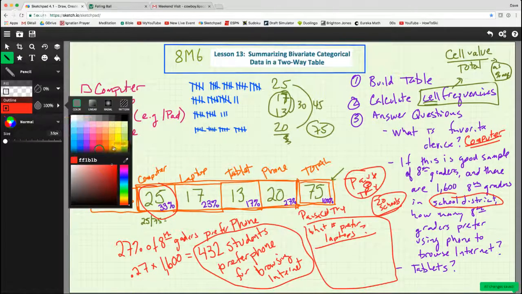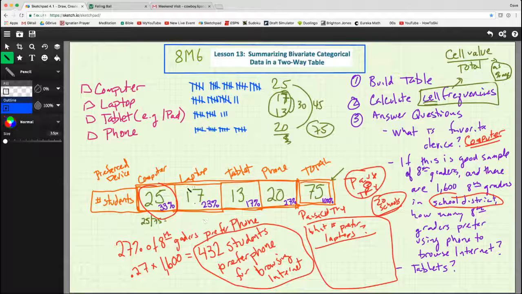Okay. Now I assume you're back. And so the way we find it out, what percent prefer laptops? Well, of 1,600 8th graders, it's 23%. So 0.23 times 1,600, and that equals, I'm going to my calculator. Your teacher may not allow you to use calculators, but if you did the math and you wrote it out, the answer should be 368 students.